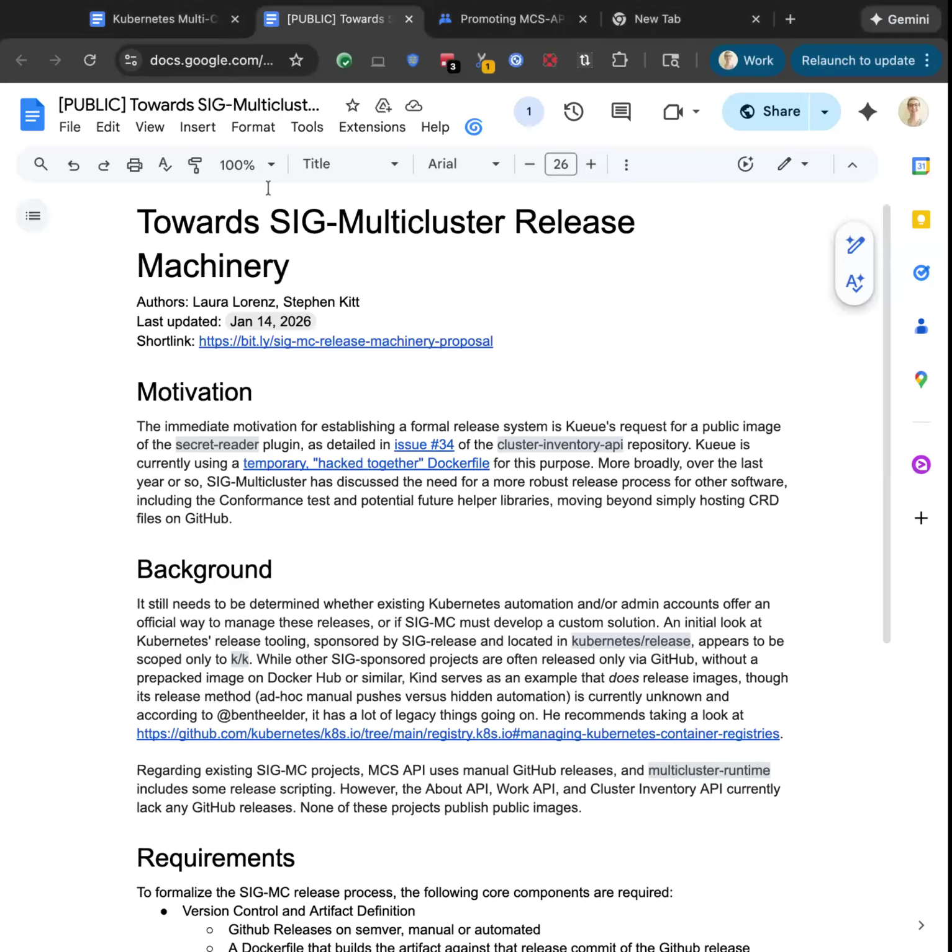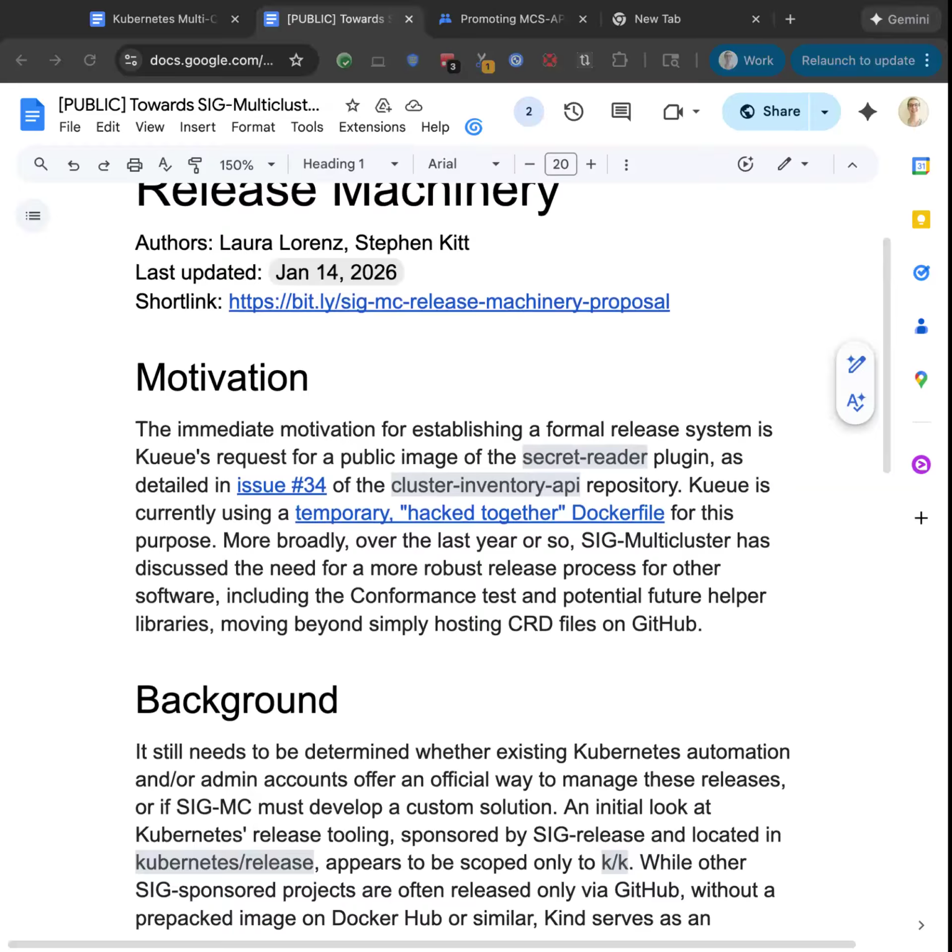Yes. I think it will be kind of short. I'd like to put this on at the last second. But yeah, we have talked a little bit over the past 6 months, maybe to a year, about possibly needing more release machinery for SIG MC projects as some of them move towards being libraries or other things besides CRDs.